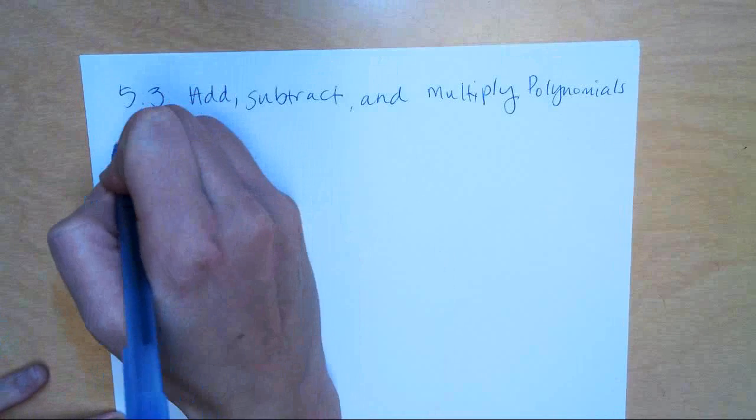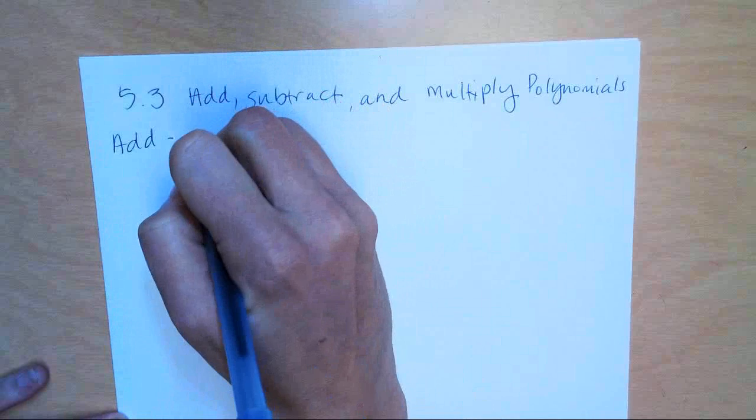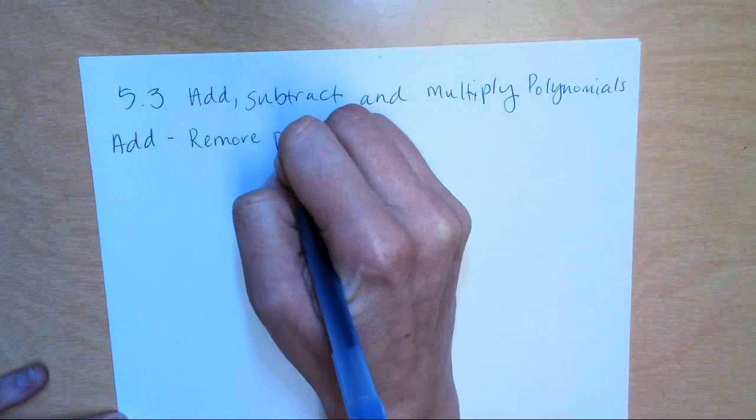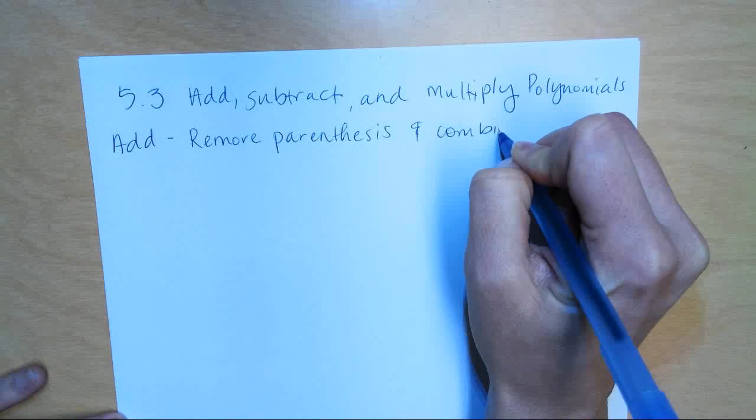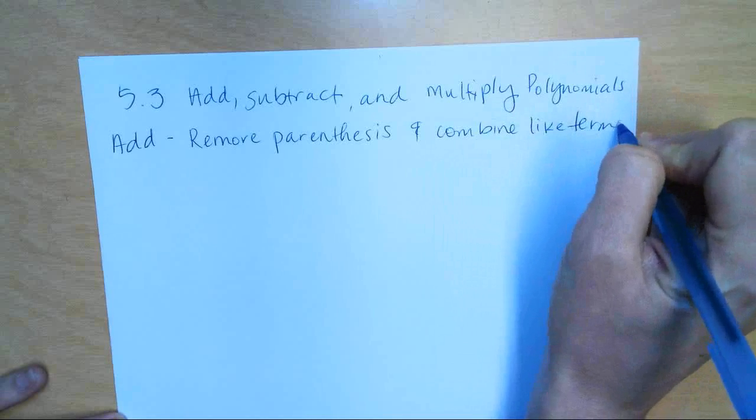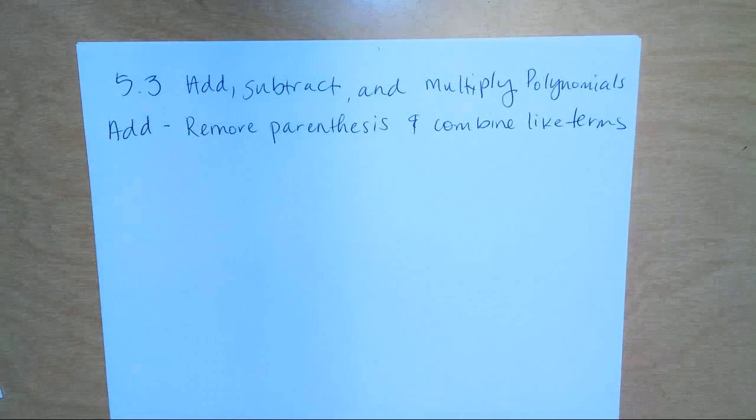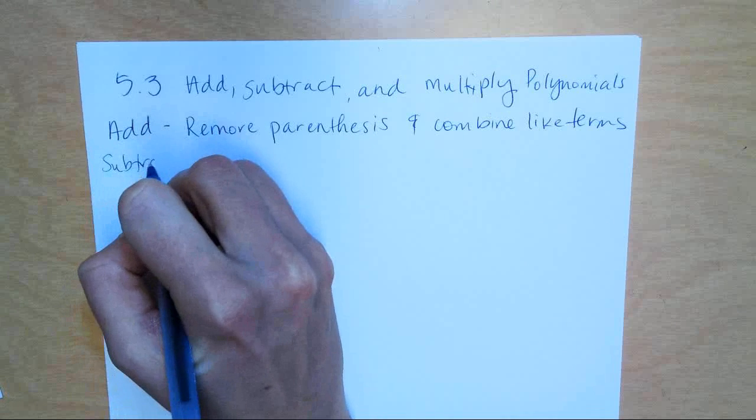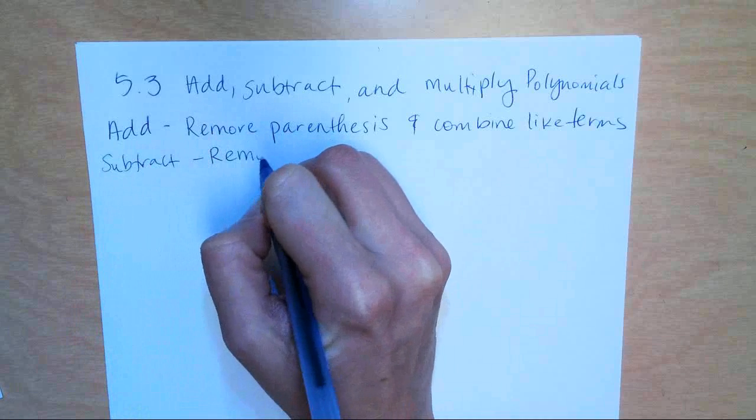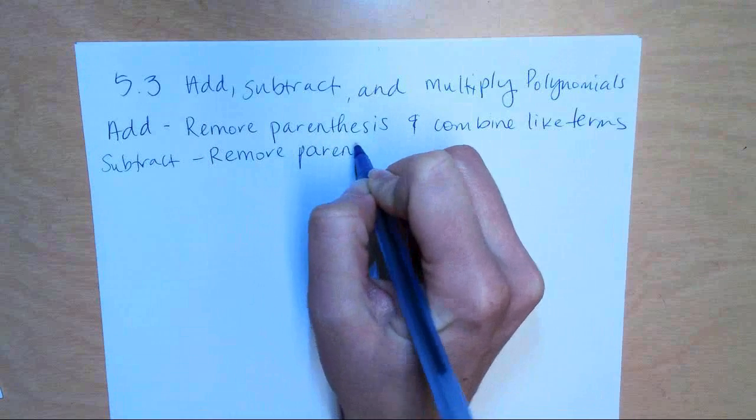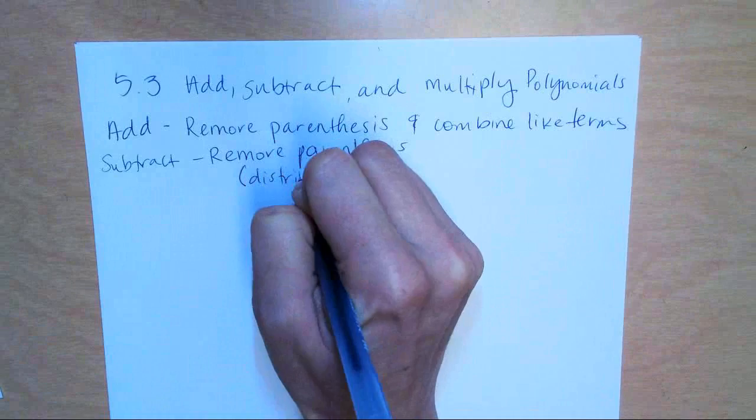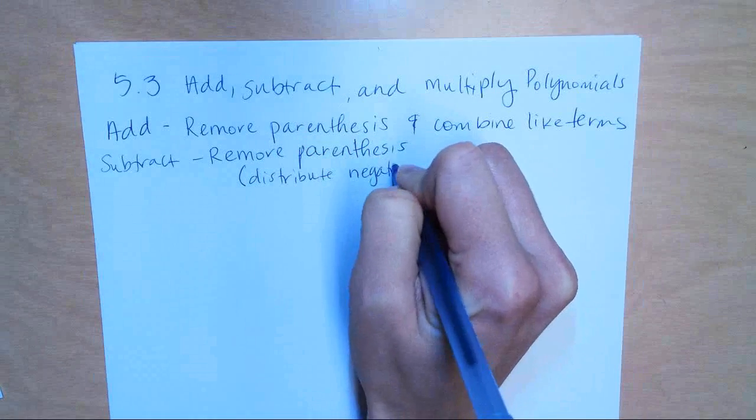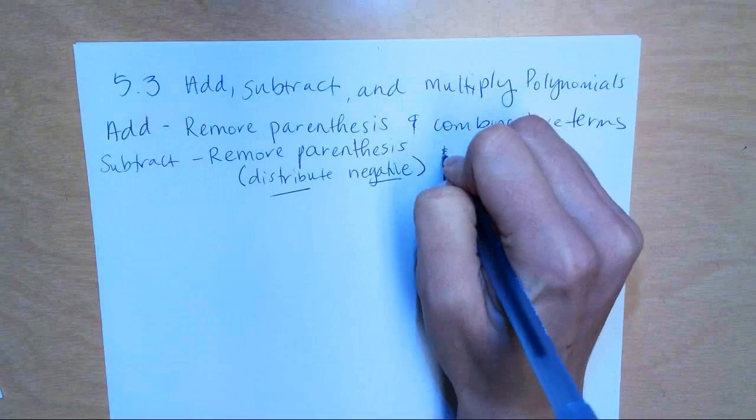Okay, to add, you're going to remove the parentheses and combine like terms. And we'll go ahead and write subtract, which is going to be the same thing. Remove the parentheses and combine like terms. However, to remove the parentheses, we have to distribute the negative. And combine like terms.